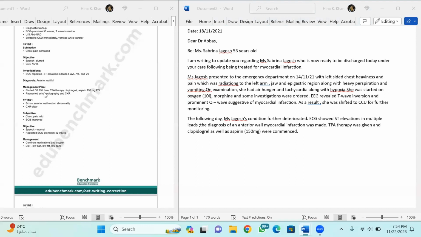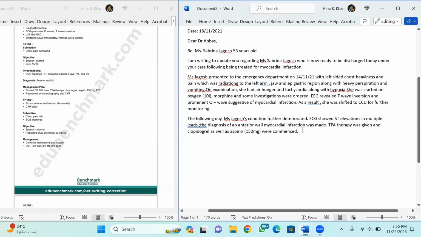You can write this also if you want. Here also, you can write myocardial infarction therapy, this were commenced, as well as aspirin were commenced. Her oxygen, you can write it over here. Her oxygen was increased to 15 liters. I just missed that, I didn't see that over there, but you can write that also.